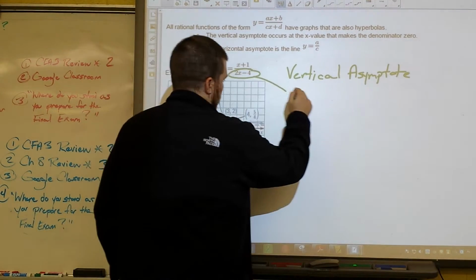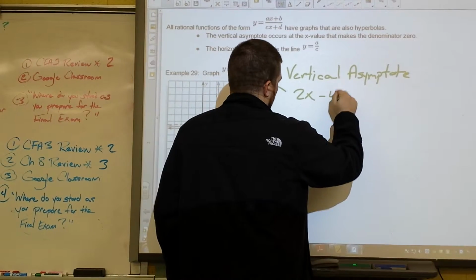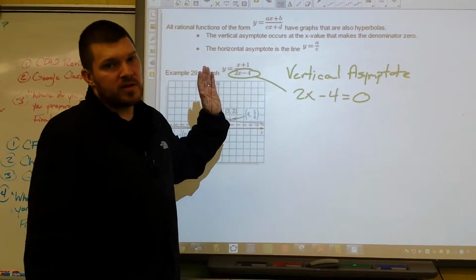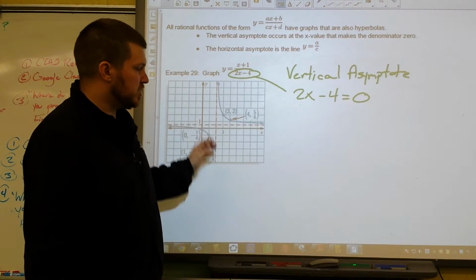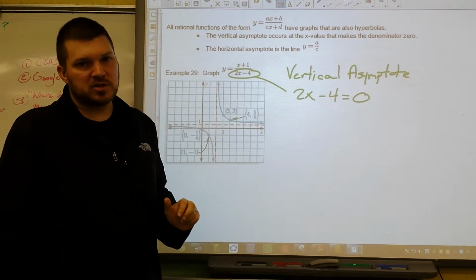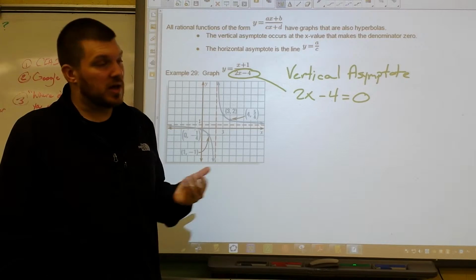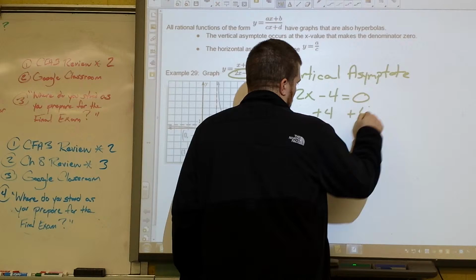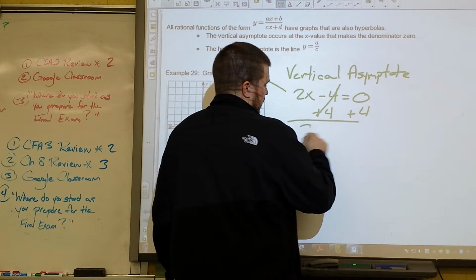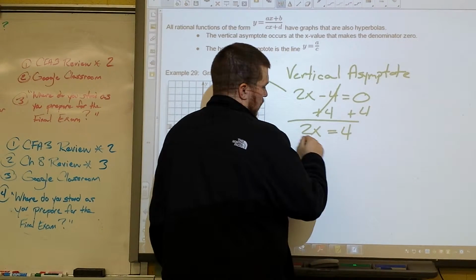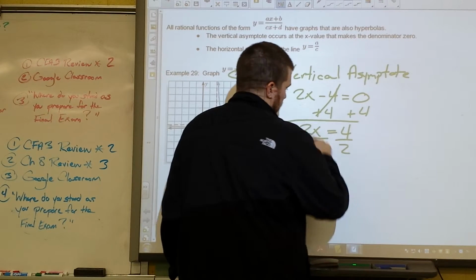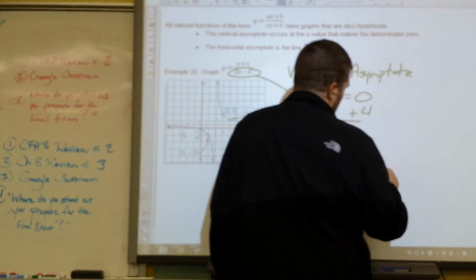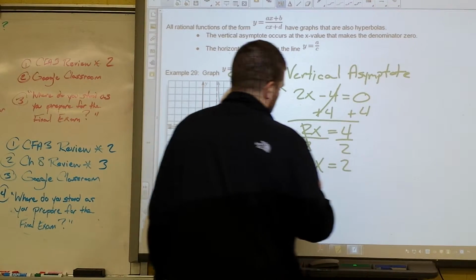So in our scratch work, we're going to say 2x minus 4 equals 0, because that x value is bad. We never ever want to touch it, because if we do, the entire function is going to have a 0 on the bottom of its fraction, and that cannot happen. So we add 4 on both sides, and then we have 2x equals 4. Now on both sides, I divide by 2, so we end up with x equals 2. This is the equation of my vertical asymptote.